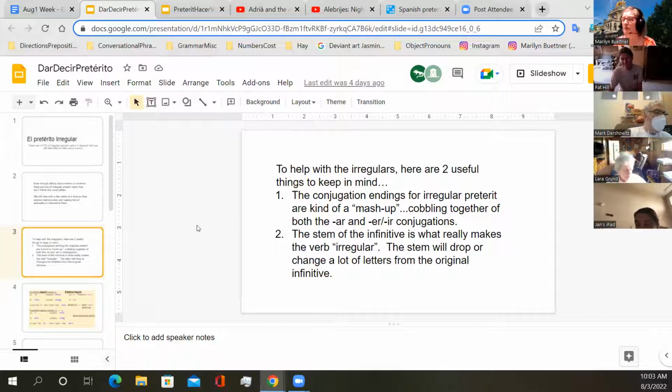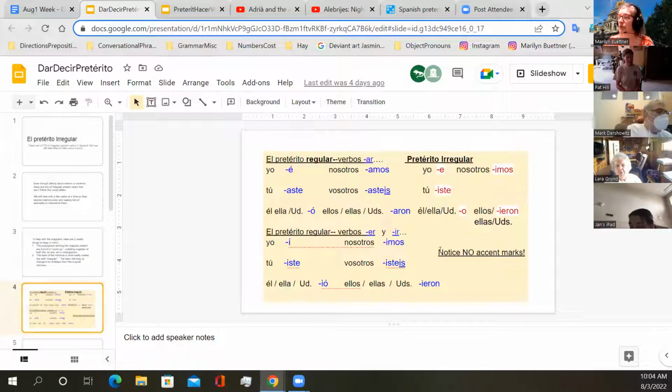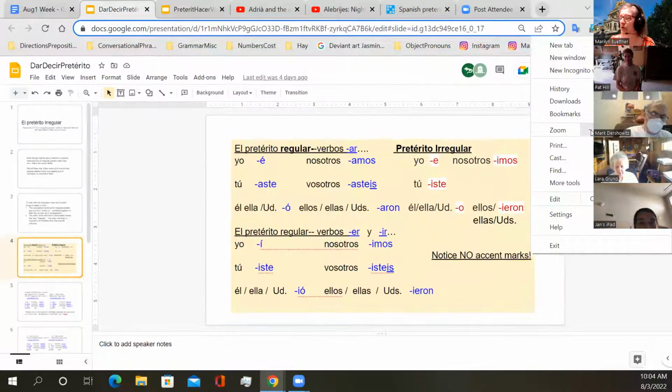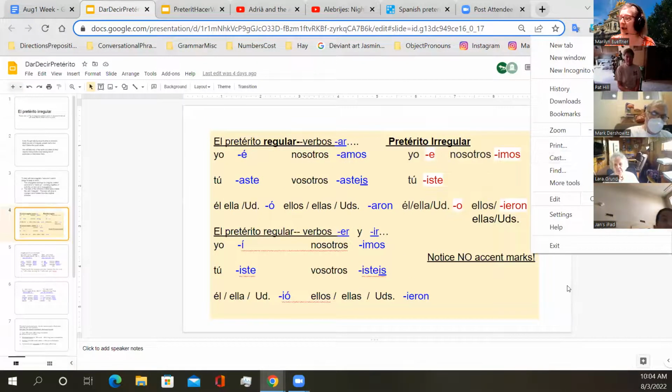They get rid of the accent marks. So irregular preterits get their own special group of conjugation endings. And there's always something funky, odd, multiple spelling changes within the stem itself. Those two things combine to make the irregular preterit difficult and a thing that requires a lot of memorization. So we're going to take a quick review before we start with practice.